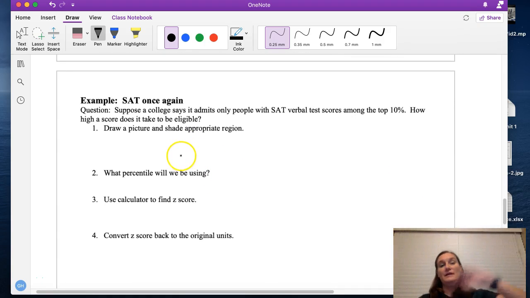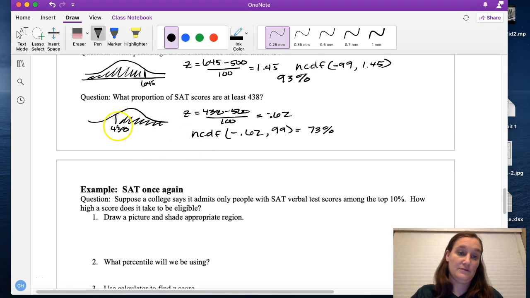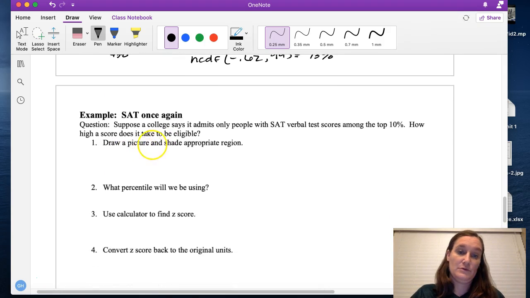All right, we're going to have the area. We need to find the cutoff score for it. So here we had cutoff scores. We were trying to find the area. We're going to go backwards. So suppose a college says it admits only people with SAT verbal test scores among the top 10%. How high a score does it take to be eligible?